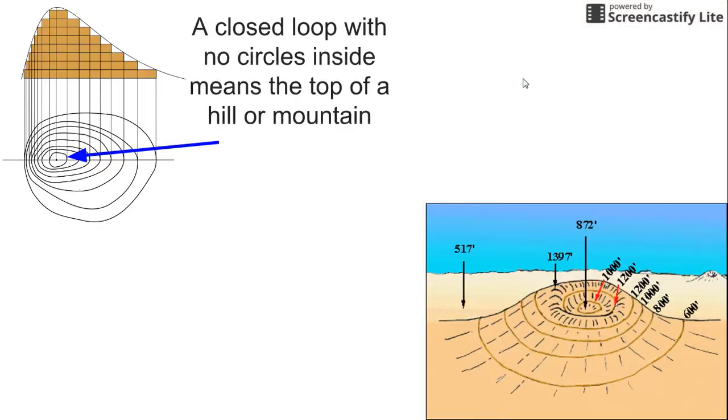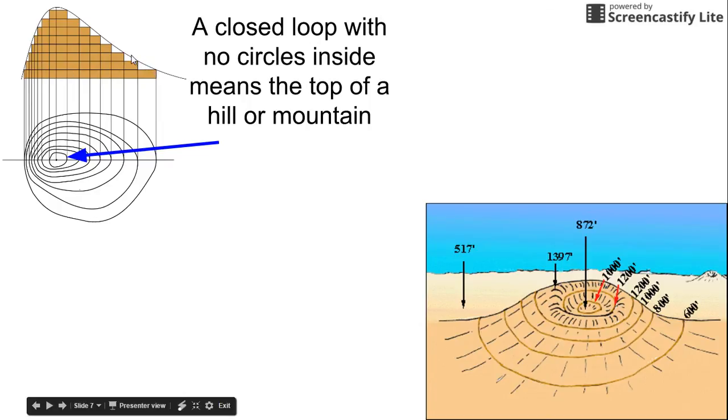So some other things that you need to know, and I mentioned this, but now we're just going to officially put it down: a closed loop with no more circles inside of it means you've gotten to the top. And so here is a profile of a hill. You can see that every so often, at a certain change in elevation, they're putting a contour line. So this elevation is represented by this line right here. And if I go all the way on the other side, I can see that that line also goes right here, right? So it's showing that point of equal elevation right there.